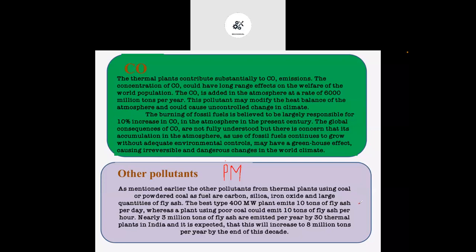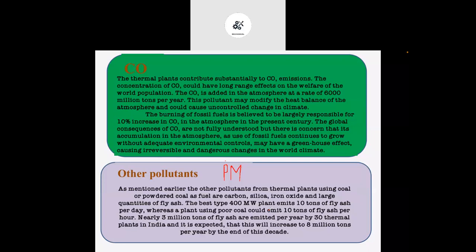So we have to recycle this fly ash and use it in other applications. Nowadays, bricks are being constructed using this fly ash, but the amount of fly ash generated in thermal power plants is very large. A 400 megawatt thermal power plant running on coal will emit 10 tons of fly ash per day. Nearly 3 million tons of fly ash will be emitted per day by 30 power plants in India. So we have to dispose of that 3 million tons of fly ash.